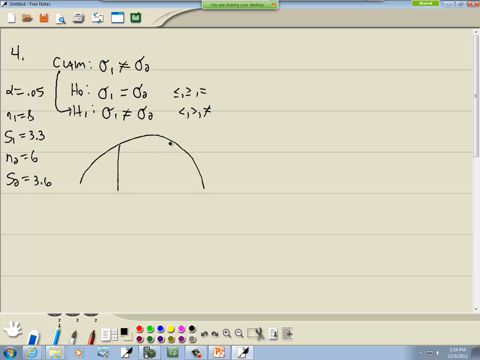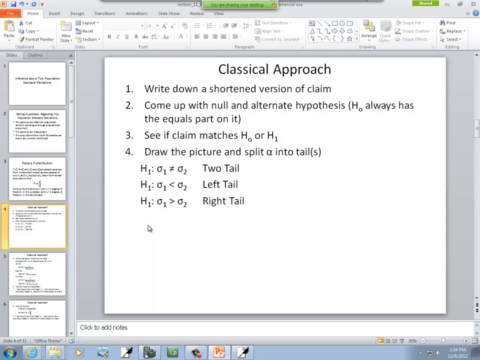Okay. So we're going to have a critical value here, and we'll have a critical value here. Split our alpha into our tails. Alpha is 5%, so put 0.025 here and 0.025 here. Now all of it adds up to 100%, so 5% is in the tails. This has to be 95%.